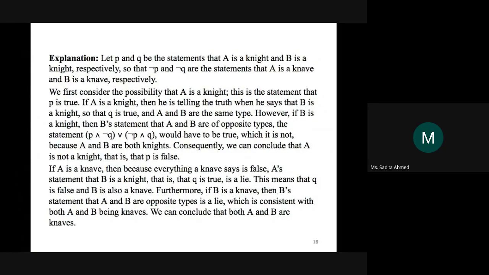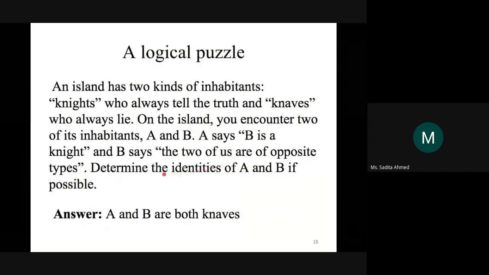Based on the statement made by A, if P is true, then Q is true. However, what is the statement that B is making? Because if Q is true, then B is a knight. And if B is a knight, then what B is saying is the truth as well. Now, what is B saying? B is saying that the two of us are of opposite types.